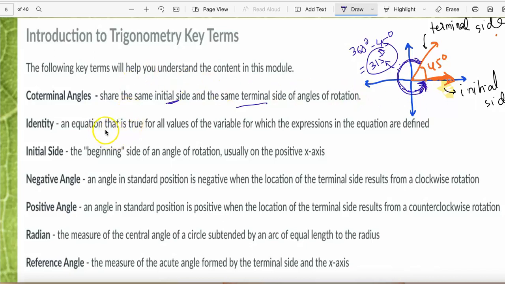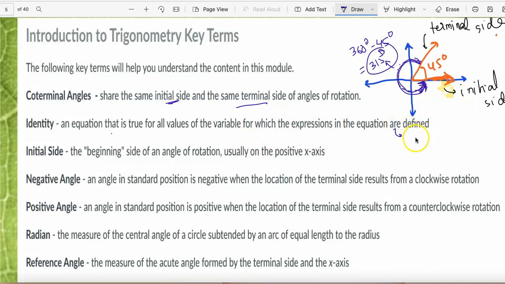Okay, next one is identity. What is an identity? An identity is an equation that is true for all values of the variable for which the expressions in the equation are defined. This is when we'll go in depth about identities, and I will explain more over there. But what it says is an equation that is true for all values of the variables. I will take a simple example.